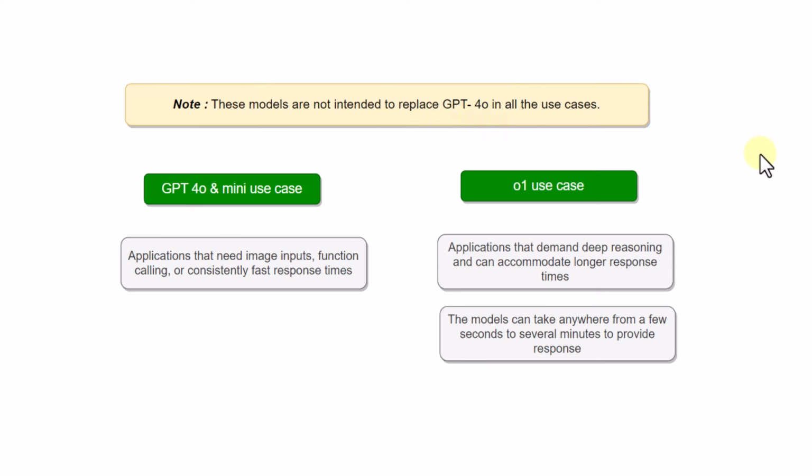Let's see some use cases. GPT-4o and the Mini model would still be useful in use cases where your application needs image input, function calling, or consistently fast response. Whereas O1 would be useful for applications which demand deep reasoning and can accommodate longer response time. Because in these models, reasoning is required and the model thinks before answering any question, it can take anywhere from a few seconds to several minutes to provide a response.